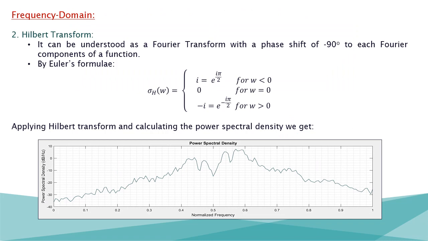When we applied the Hilbert transformation on the signal and used it to calculate the power spectral density, we again get the distribution of power over frequency. So we applied the same technique as used in FFT to get the feature.